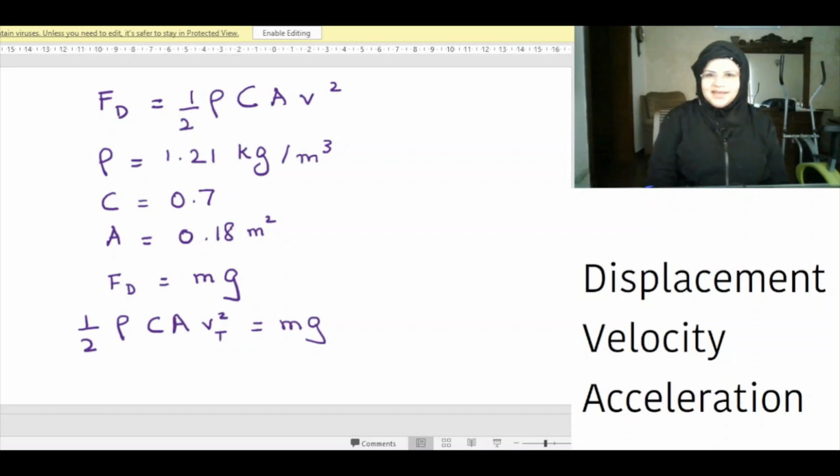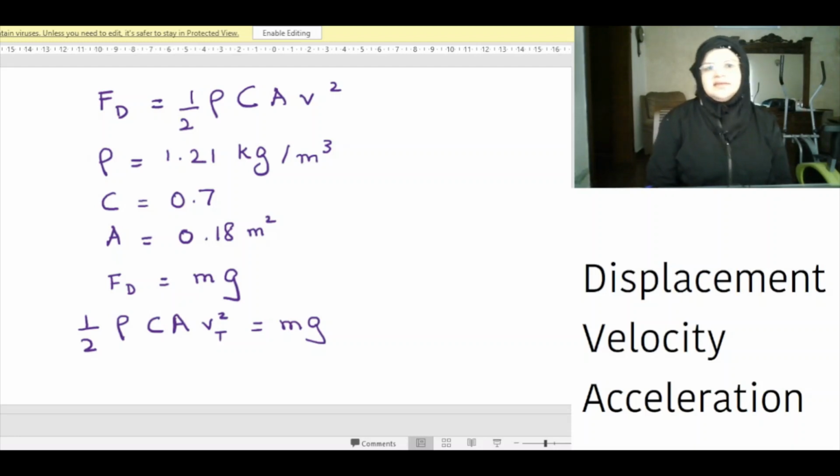Let's consider the case before the parachute is open. Density of air is equal to 1.21 kg per meter cubed. Drag coefficient C is equal to 0.7. Area before the parachute is open is 0.18 meters squared. We need to consider the case when the first terminal velocity is reached.